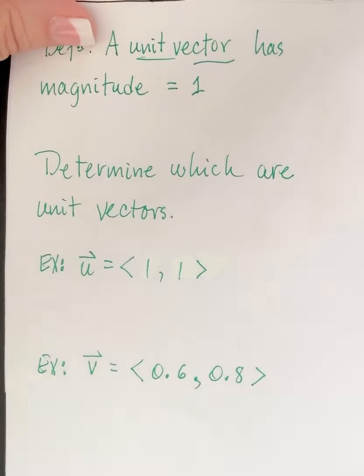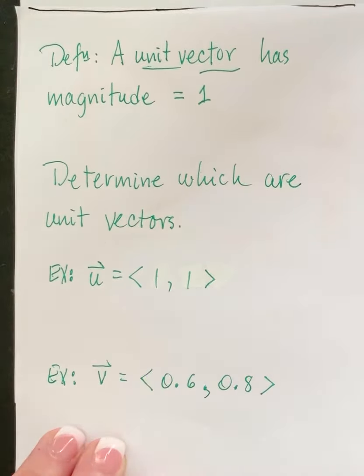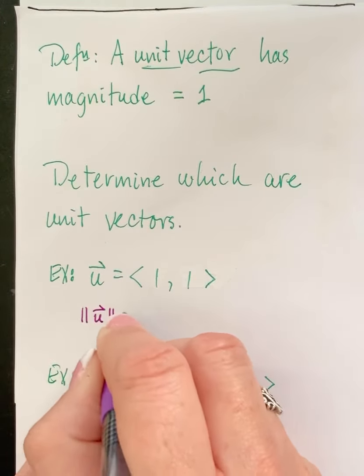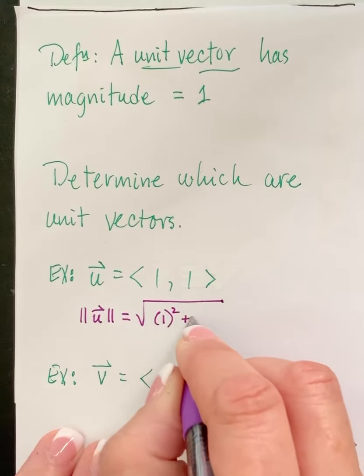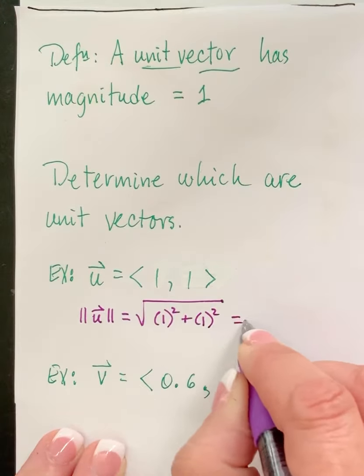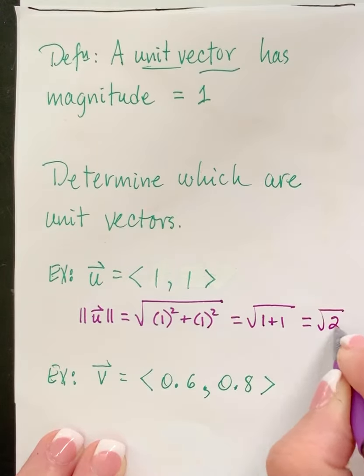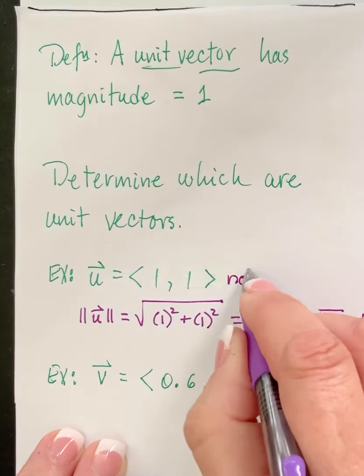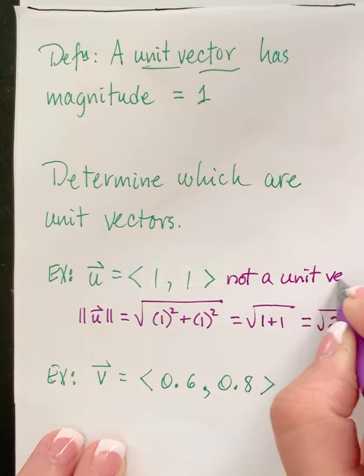So I've got 2 written here, vector u with the components 1, 1. If I find the magnitude of u, that'll be the square root of 1 squared plus 1 squared, which is the square root of 1 plus 1, which will be the square root of 2. That does not equal 1, so it's not a unit vector.